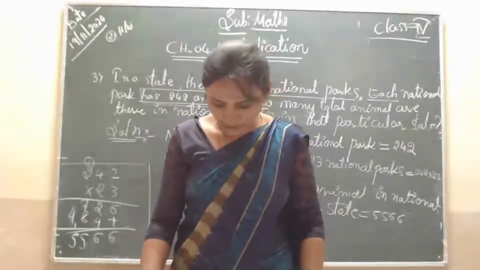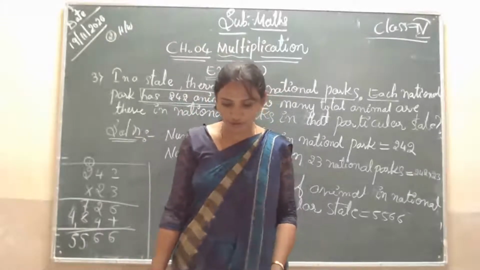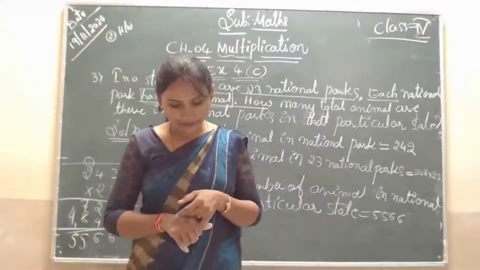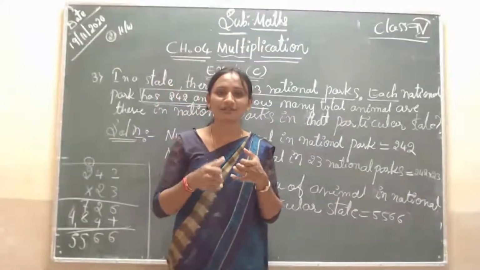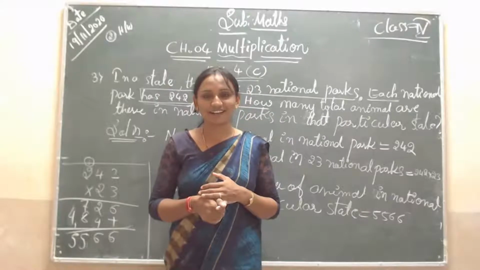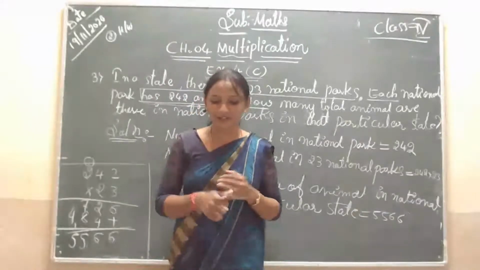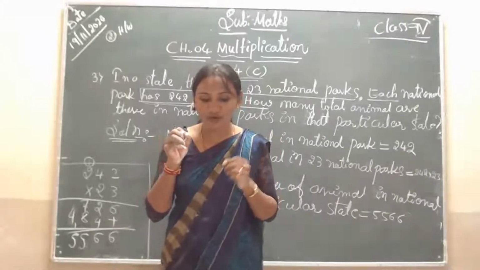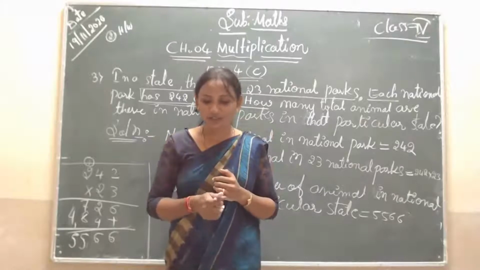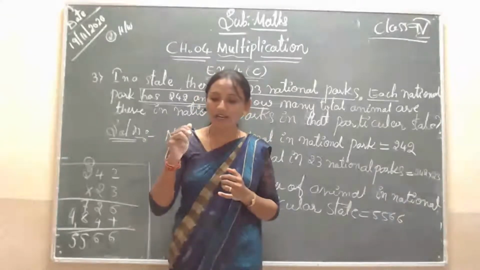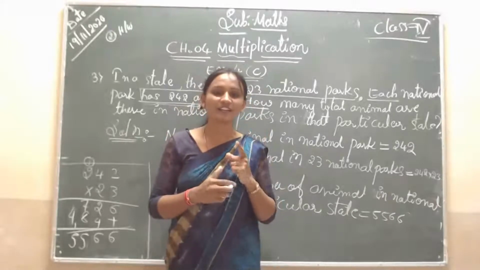So next question, students. This is the fourth question, about a factory that makes toys. You know, students, toys are your favorite things. So a factory makes 240 toys in a day. In a day means in one day. So how many toys can be made in a year, students? You have to recall how many days are in 1 year.